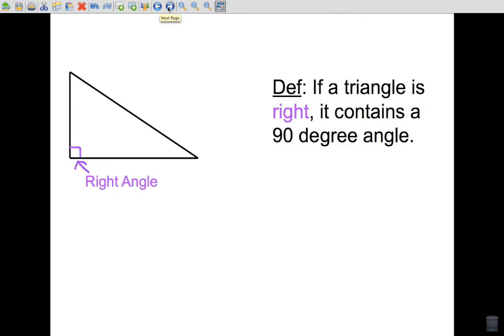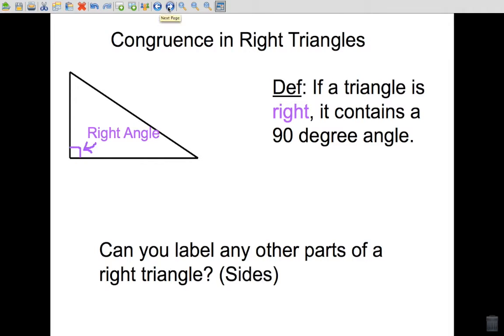This triangle is a right triangle because by the definition it has a 90-degree angle. What would the other parts of that triangle be labeled other than the right angle? Well, the sides could be labeled legs, and the remaining side could be labeled a hypotenuse. Every right triangle is made up of two legs and a hypotenuse, and the hypotenuse is the side directly opposite the right angle.